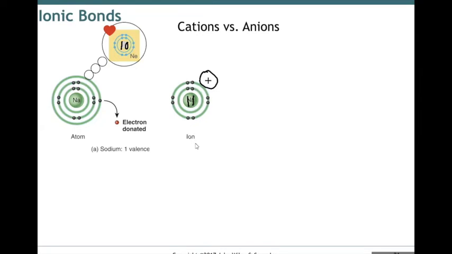So he's not an atom anymore. He is an ion because he's lost that, and now he's gained a positive charge right here. So this is an ion, and in particular, because it's got a positive charge, it's called a cation. A cation. That's just the name of it.